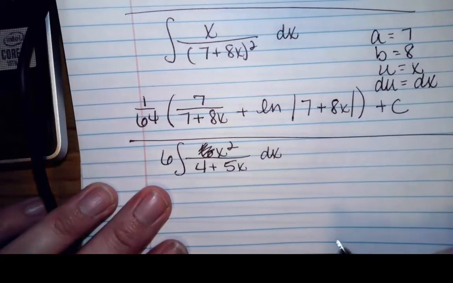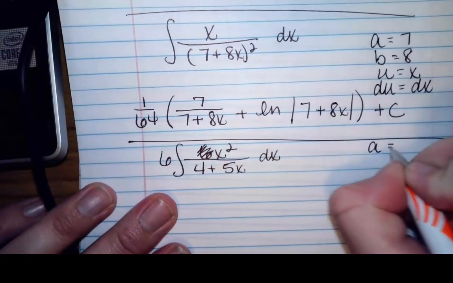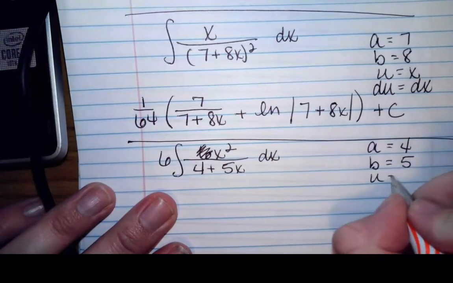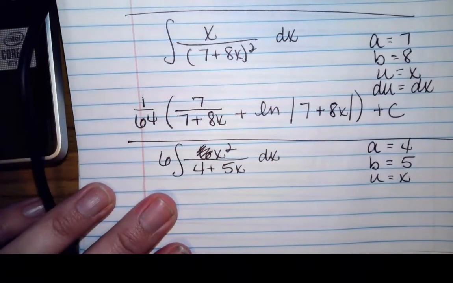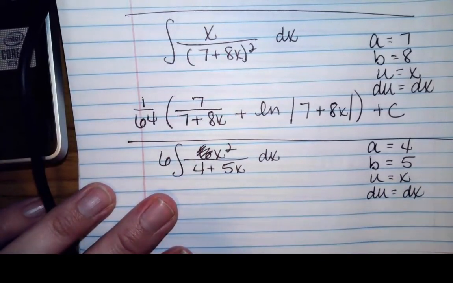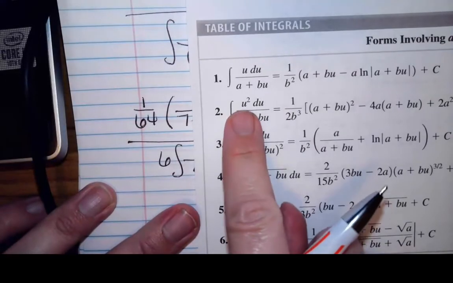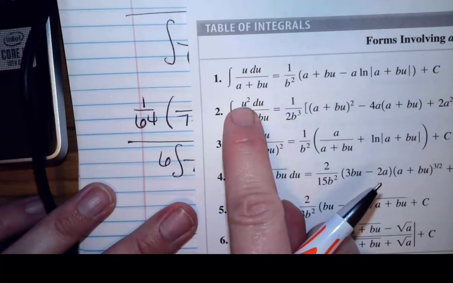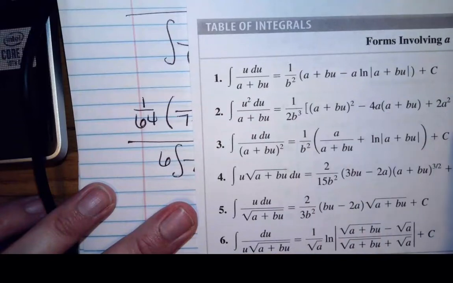Okay. So I need to know what my a is. My a is 4. My b is 5. My u is x. Okay. And my du is 1 dx. So remember, it's giving you the x squared. So u squared is x squared. Okay, so I just need to fill this part in.